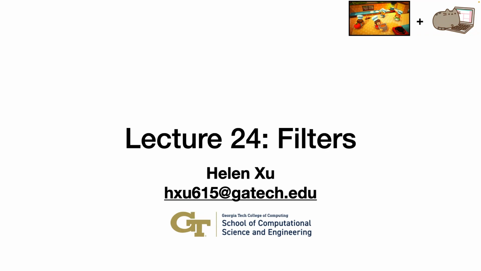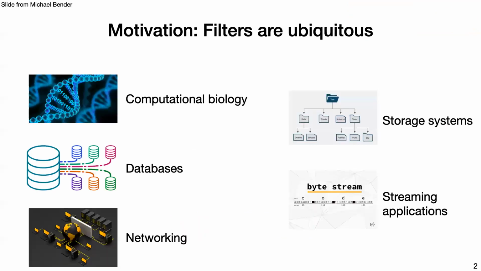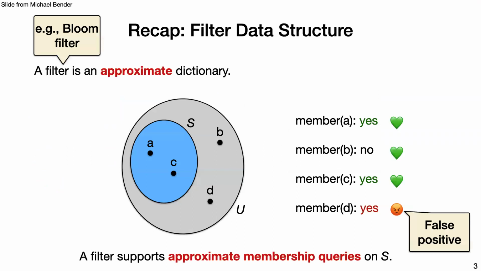Today we will be talking about filters. You may remember we talked a little bit about filters a while ago, but I wanted to say more about them, so that's what's going to happen. To recap from last time, filters are these ubiquitous data structures. They appear in all kinds of applications: computational biology, databases, networking, storage systems, streaming applications, and many others. And to recap what they are, a filter is an approximate membership query data structure or approximate dictionary.